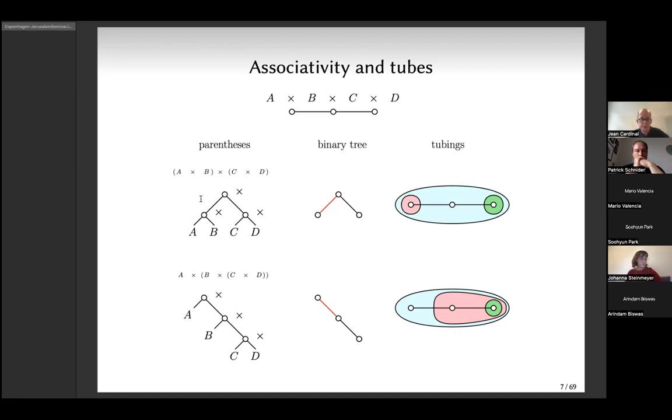Those binary trees, these Catalan objects that form the vertices of the associahedron, can be interpreted as syntactic trees of expressions.